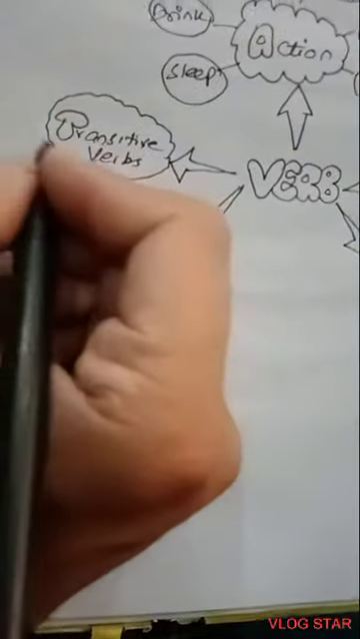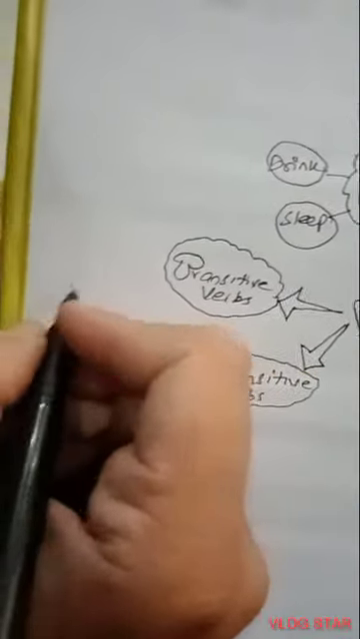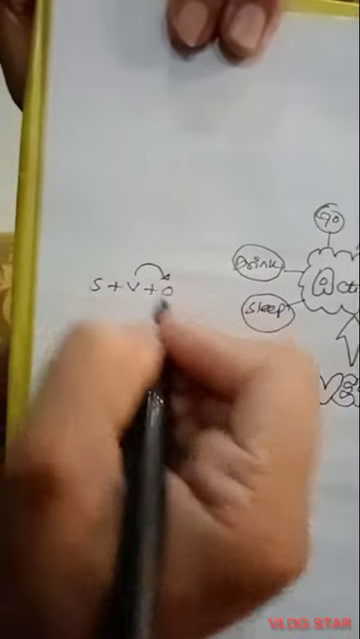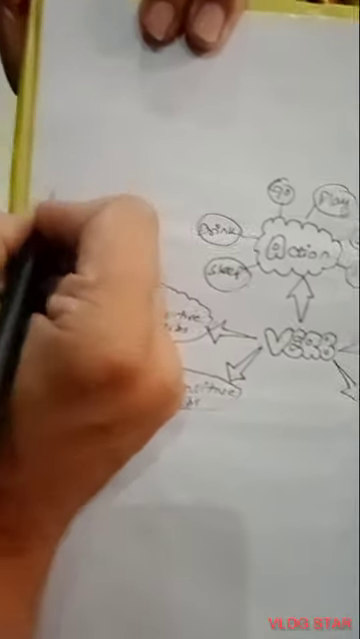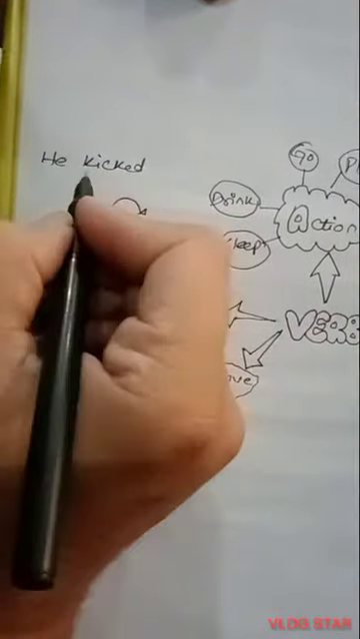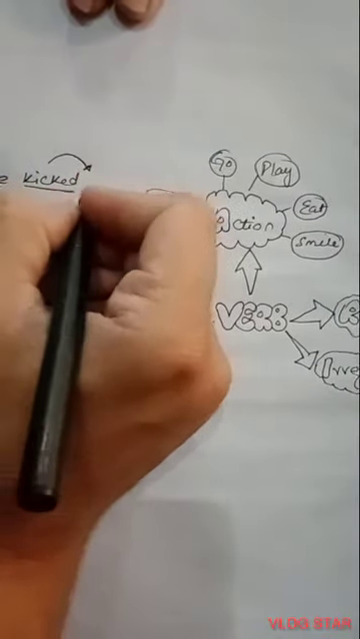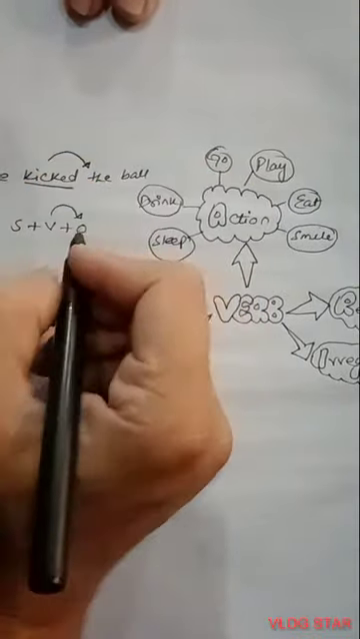Okay, now you can see that transitive verbs are those verbs which transfer their action, or which need an object. In short, the sentence structure for transitive verbs will be like that: subject plus verb plus object. So we need an object for a transitive verb. For example, if we say he kicked, so this is a verb. So the action should be transferred to an object. So he kicked the ball. Okay, my dear student.